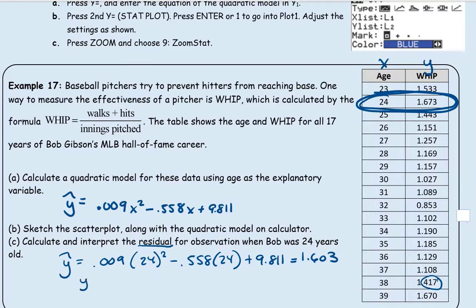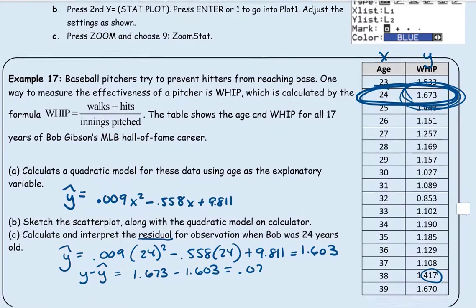So now that we know his predicted Y, we can find the residual, which is what we're looking for. And we know that the residual is Y minus Y hat, the actual minus the predicted. Now the actual, again, was 1.673, and our predicted was 1.603. So if you subtract that, you should be getting 0.07.